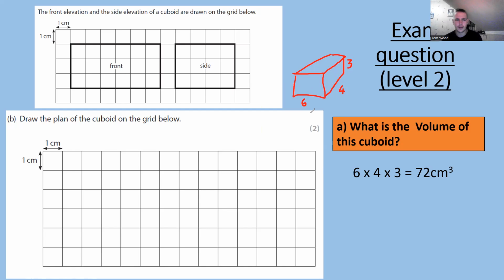For part B, then it just says to draw a plan of the cuboid on the grid below. As long as you draw a rectangle, it doesn't matter the scales or anything like that, you're probably going to get 1 mark there. For using the correct kind of scales, you're going to get the extra mark. So if we're looking at the plan, we're going to be looking from the top down. We're not going to be able to see this height at all, but we will be able to see the depth here and the width here. So when we actually draw this, if I'm looking from the top down, I know it's going to be 6 centimeters along the front and 4 centimeters deep, essentially.